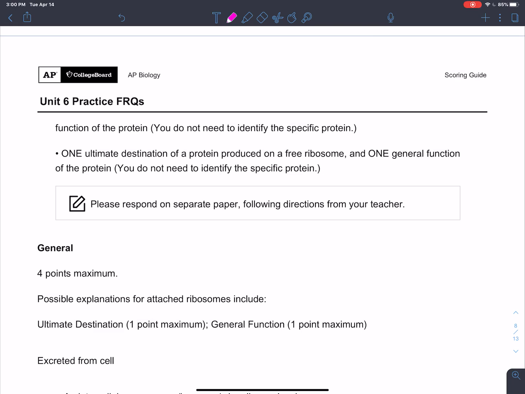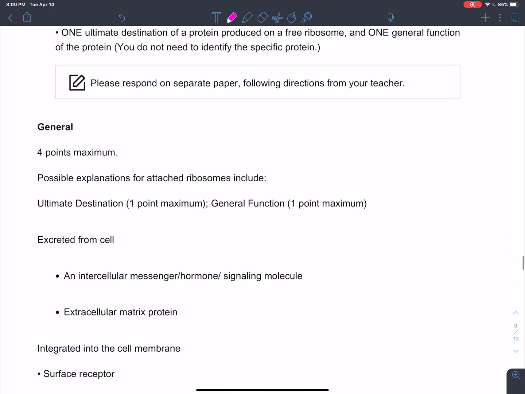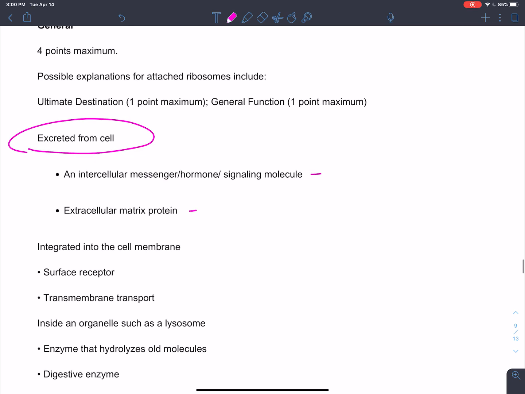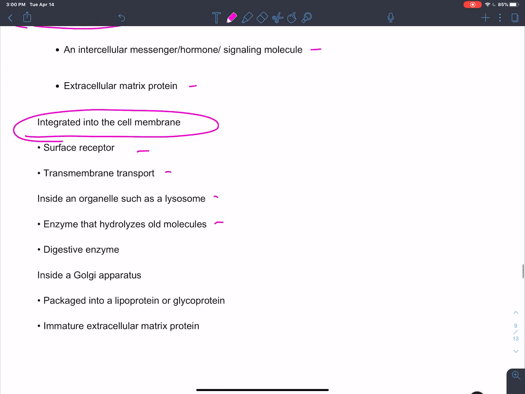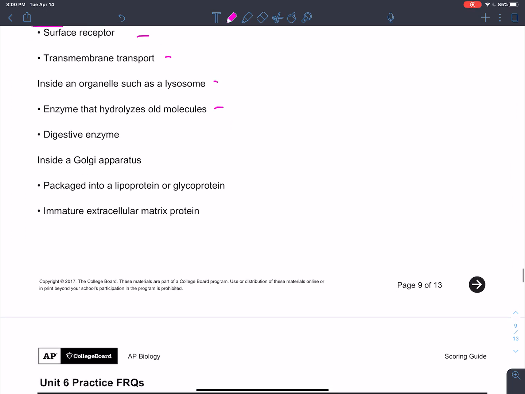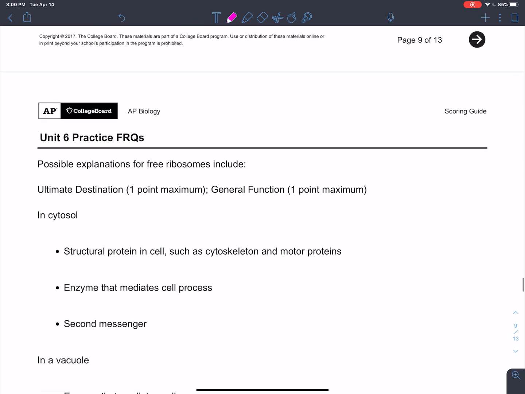Now, there was a lot to pick from. So, first one, ribosome. If you chose the destination excreted from the cell, here's your 2 choices. If it was integrated in the cell membrane, here are your choices. And that's how you read this question. There's a lot to go through. You had a lot to pick from. If it was inside the Golgi apparatus, you had to pick one of these functions. Then you had your second.